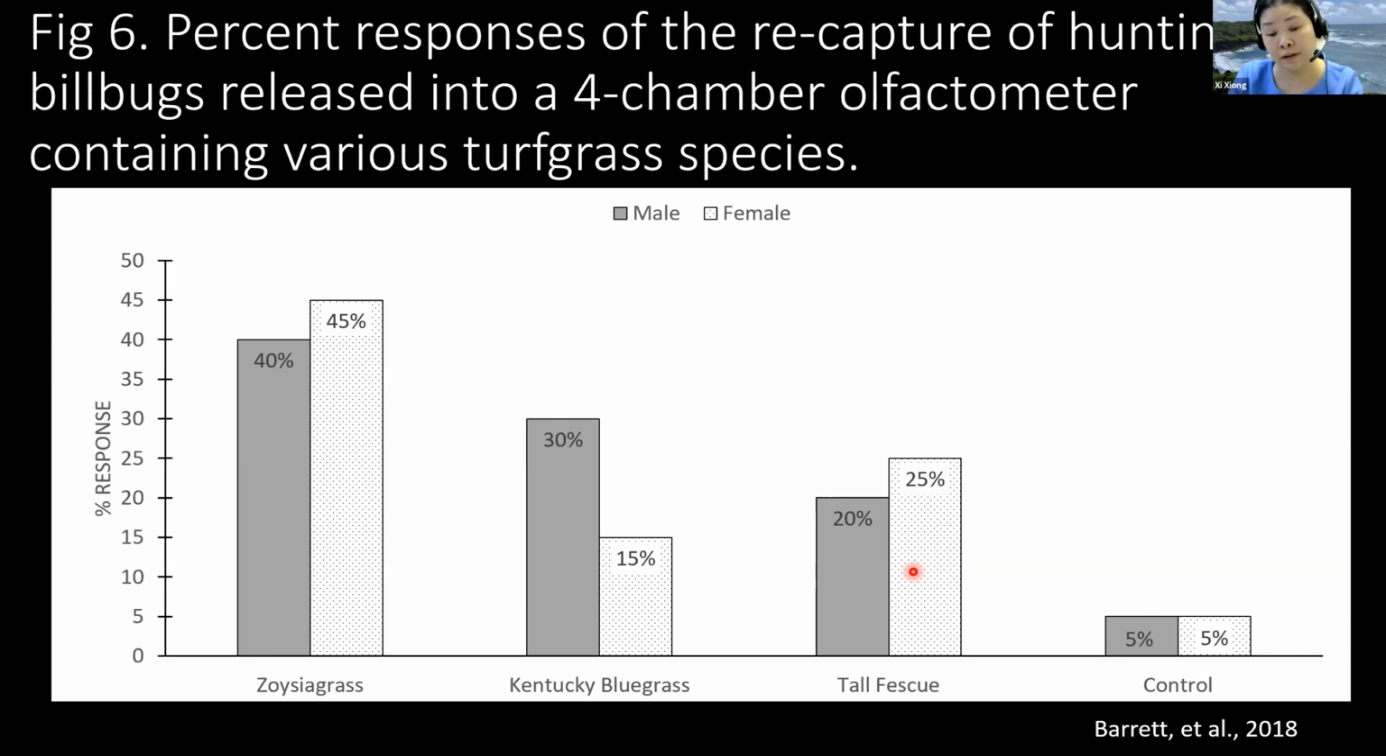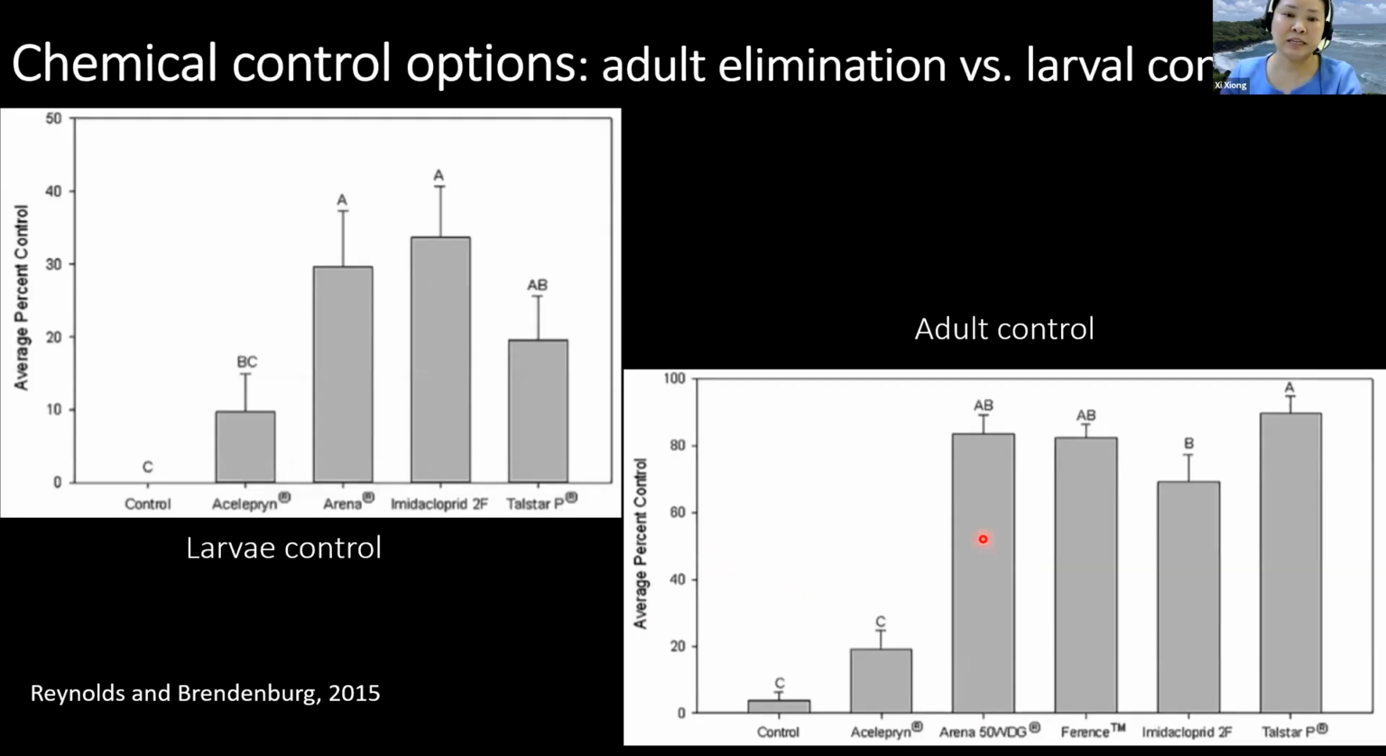As a matter of fact, on the local golf course, we typically have zoysia grass as the fairway species, and it is surrounded by the rough, which is typically Kentucky bluegrass mixed with tall fescue. Now, with that being said, you must be thinking, then what are our options to control the billbugs?